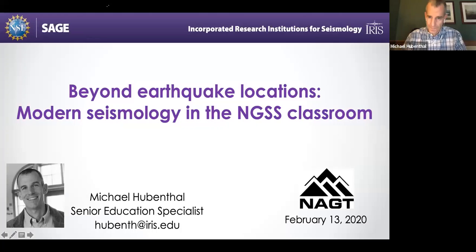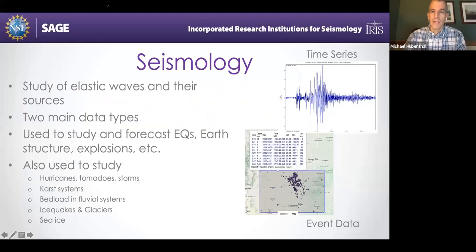So let's go ahead and talk a little bit about what we mean by seismology. Seismology is the study of elastic waves and their sources. And there are two types of data that we usually collect for this. The first is going to be in the top right-hand corner. We have time series data, which is going to be showing us seismograms, recordings of ground motion at various locations around the world. And this can be continuous time series data, hours and hours to months of data. Or we might be looking at just little snippets of data that happen around particular earthquakes or things of interest that we want to examine.